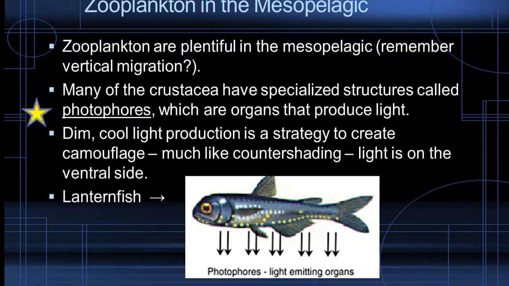These photophores, here we go. The photophores are organs that produce light. They produce a dim, cool light. It doesn't heat up. It's dim, but in a dark place, very visible. This is a strategy to create camouflage, like counter shading. Light is on the ventral side. So we're looking at a picture here of a lanternfish, and you can see all those little cells on the belly side, on the ventral side of the creature, which would produce light and cause a counter shading from below. So if a creature's below looking up, it will get lost in the glimmer of the upper part of the mesopelagic. So you can fill that in for photophores right there, organs that produce light.